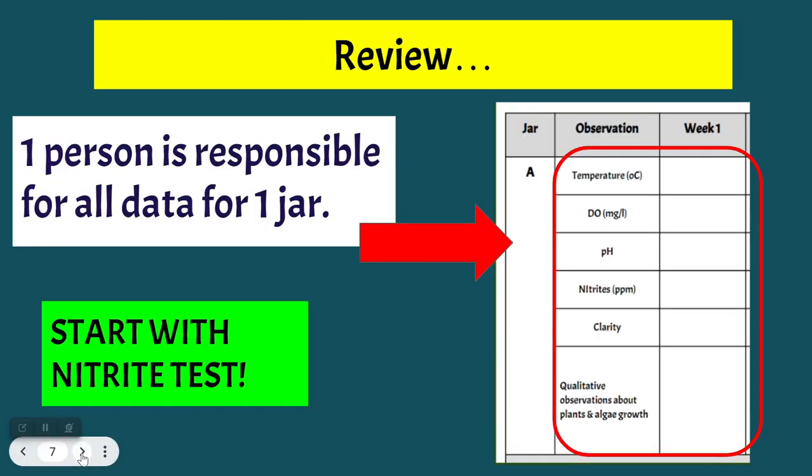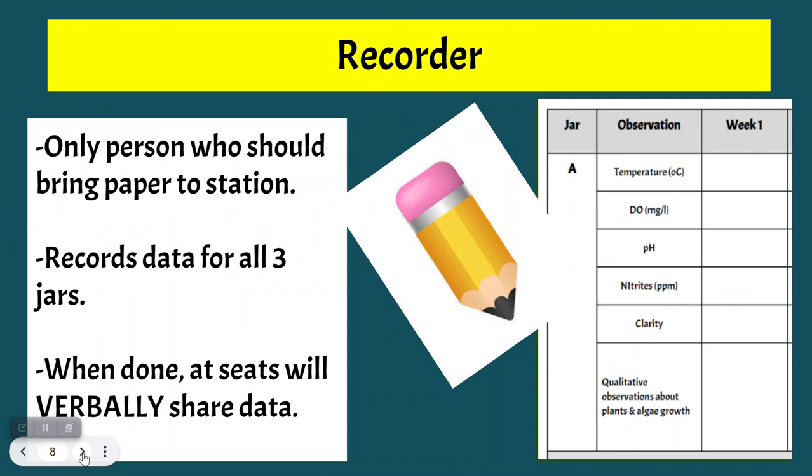All right. Then just a reminder, we test for temperature, dissolved oxygen, pH, nitrates, and clarity. And we make some qualitative observations about how the plants look inside there. Okay. The recorder is the person who's going to bring the packet over to the station, and that person will be recording data for all of the jars. That person is also going to check water clarity, because we do have some differences in water clarity. And then, of course, once you all get back to your desks, you're going to share your data.